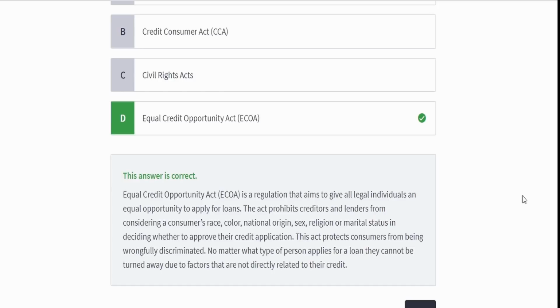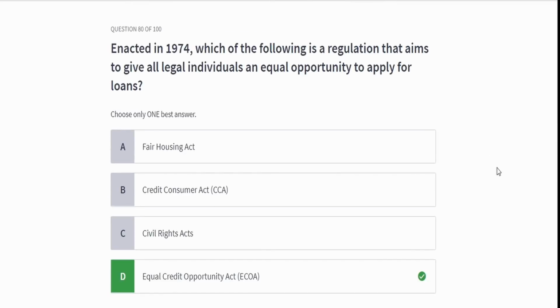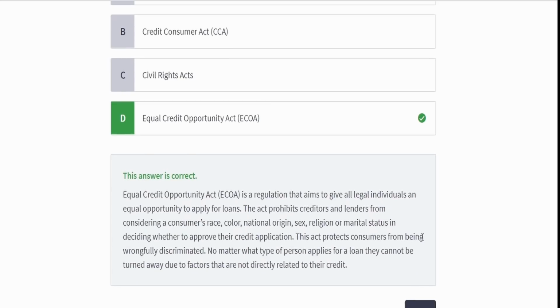This act protects consumers from being wrongfully discriminated against. No matter what type of person applies for a loan, they cannot be turned away due to factors that are not directly related to their credit. So pretty self-explanatory there. When you look at this one, just remember equal credit opportunity. When you say equal opportunity, just remember this Equal Credit Opportunity Act. Those two things go hand in hand.